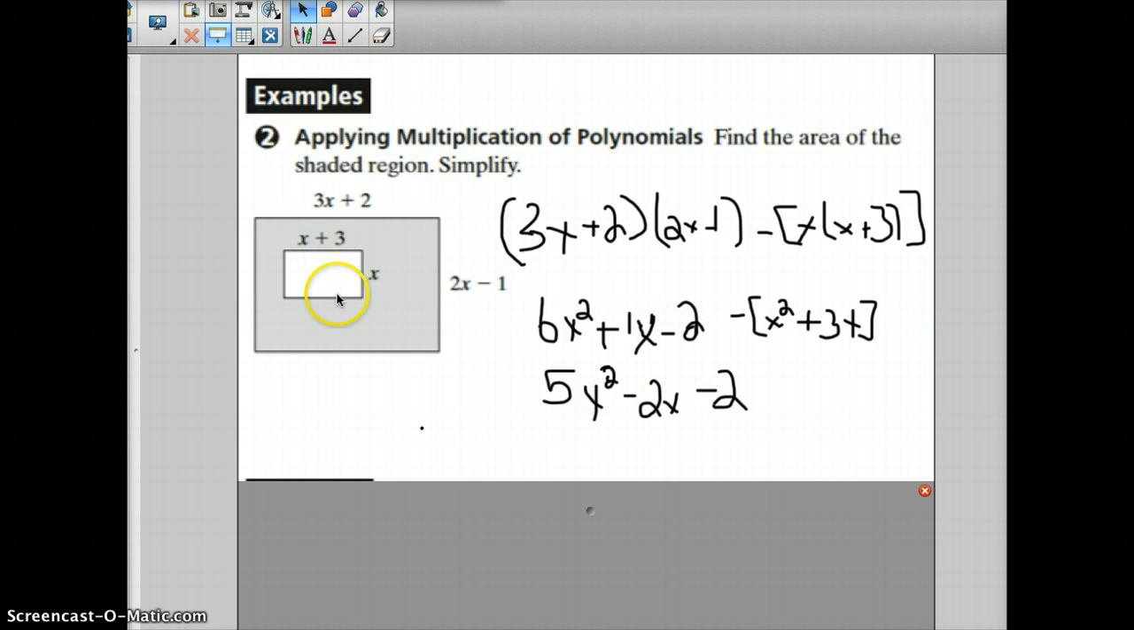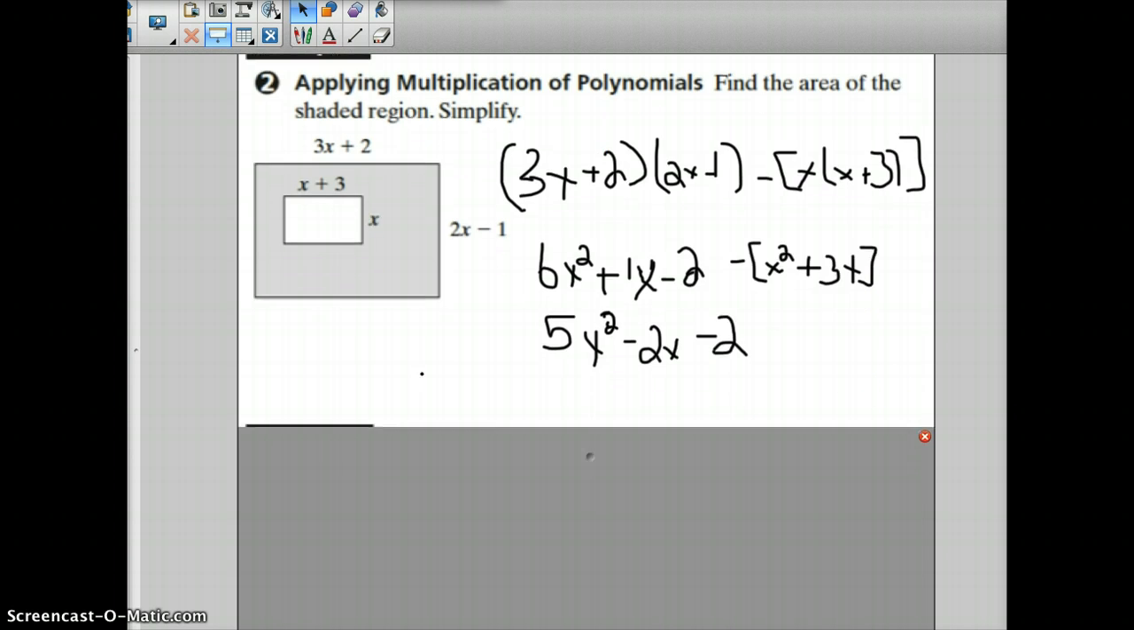Well, then we have to subtract this piece that's cut out of that whole big rectangle, and that is the rectangle with an area of x plus 3 times x, which you can see right here. Remember, we're going to subtract that whole thing out. So the first step is we distribute our x, and we get x squared plus 3x. But then we have to subtract each piece and combine like terms, and we're left with 5x squared minus 2x minus 2. We'll be doing a couple examples of this in class tomorrow. Please make sure you ask about it if you have any questions.